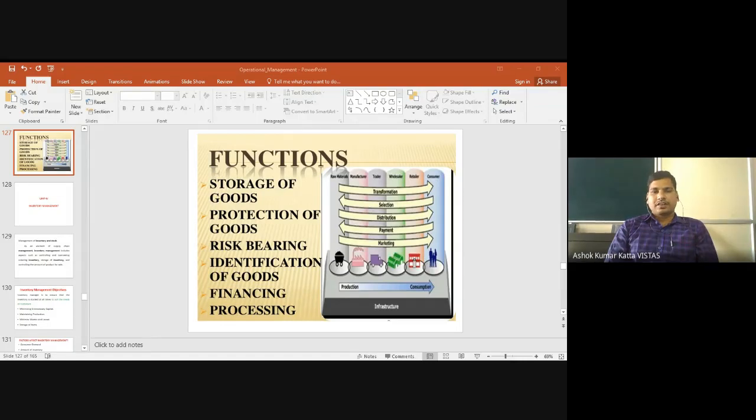Next, identification of the goods. Once you are storing your products at the warehouses, you must know the nature of the product, whether it is a perishable product, a consumer durable product, or an industrial product. We must know that, and we should be accurate. Identification of the product and storing it at the right place is also an important part.